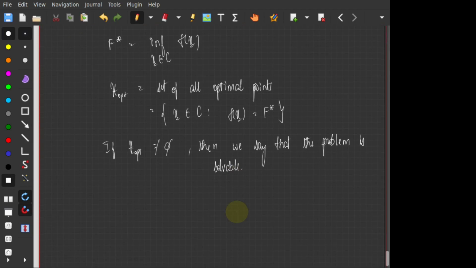Suppose the minimizing value was something like minus infinity. Then would we say that the set of all optimal points is empty or not? Then no particular point achieves minus infinity, and then f of x is minus infinity. Then we say that it's not solvable. So I want a point in Rn which satisfies this. Basically, I can't find x within the constraint set such that this is satisfied.